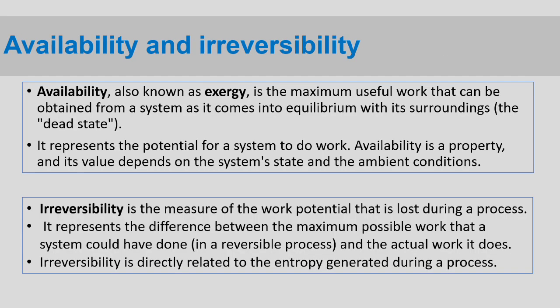Next topic is availability and irreversibility. Availability is also known as exergy. It is the maximum useful work that can be obtained from a system. Irreversibility is the measure of the work potential that is lost during a process. These two are very important topics.